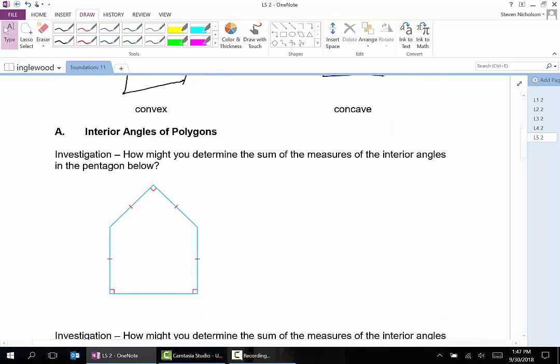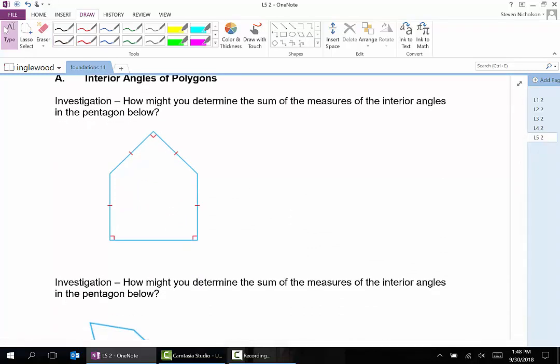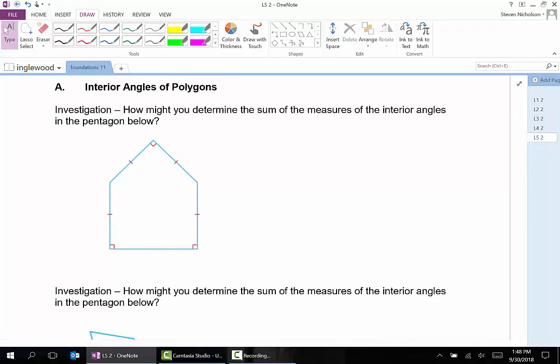So here's a simple little exercise. Figure out the interior angles of a polygon. Remember, we did the interior angles of a triangle, and we found the interior angles of a triangle always add up to 180 degrees. So right now, just pause the video and have a look at this and see how might you determine the sum of the measures of the interior angles of this pentagon, a five-sided figure below.